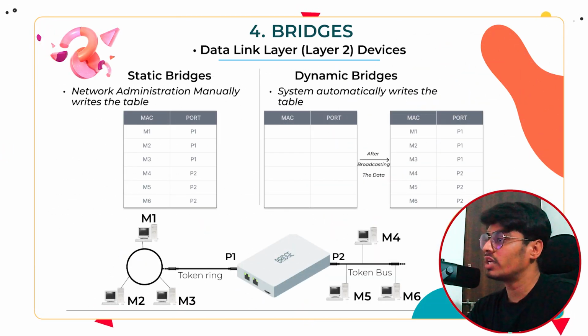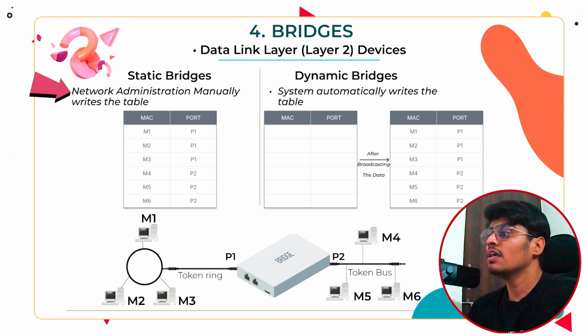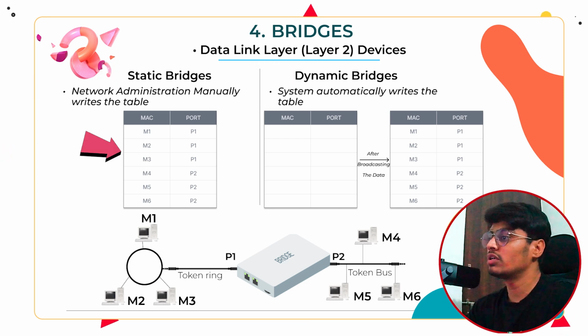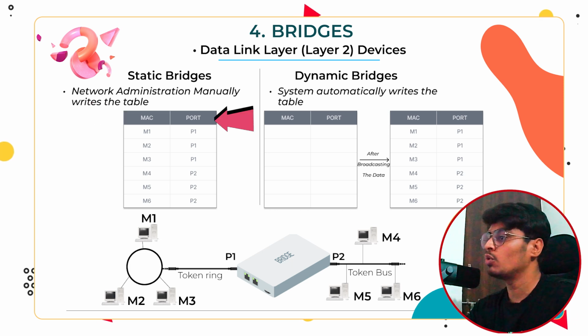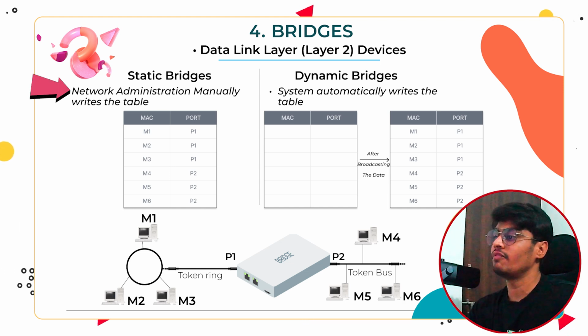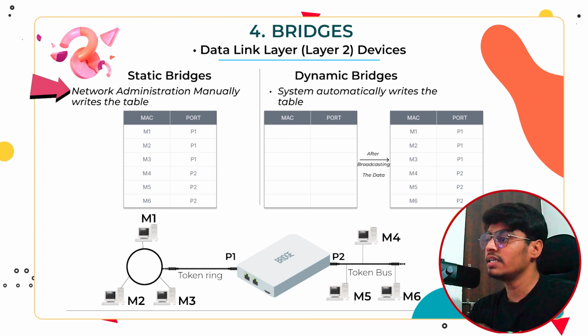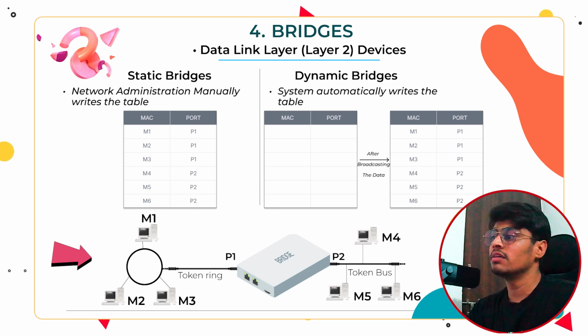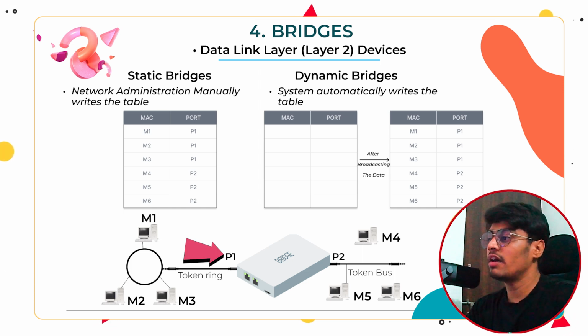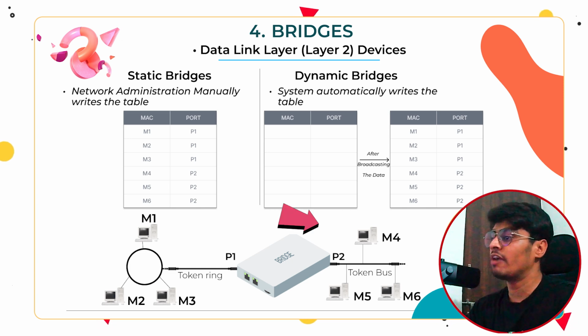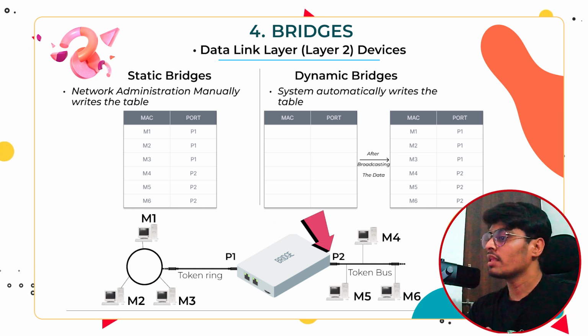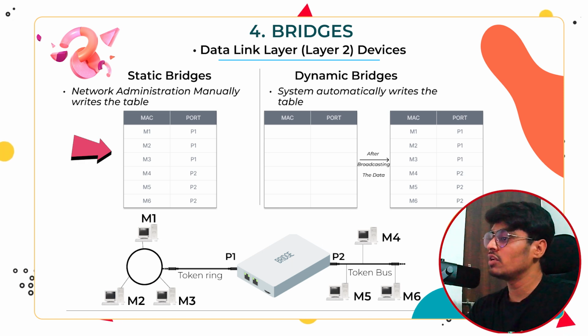Bridges are generally of two types, static or dynamic. A static bridge maintains a table, like routers maintain a routing table. In the same way, bridges also manage a table including MAC address and port number. Static means fixed. In this case, the network administrator manually types which machine is connected to which port. As you can see here, M1, M2, M3, all three machines are on port P1, so the administrator will type manually that all three are connected to P1. M4, M5 and M6 are connected to port 2, so the administrator will type manually that these machines are connected to P2. Now the bridge has this table.